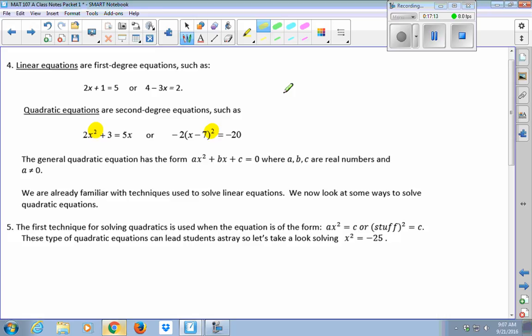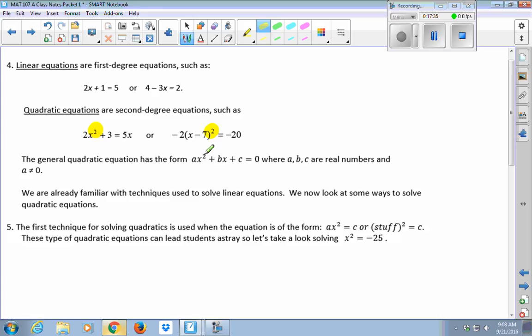At most 1 answer. So that's the language we use. Here, at most, you have 2 answers. Sometimes you could have no answers in the real number system. But once we expand to this new system we're going to talk about, we can get 2 answers. Okay, so in general, this is the general form of a quadratic equation.